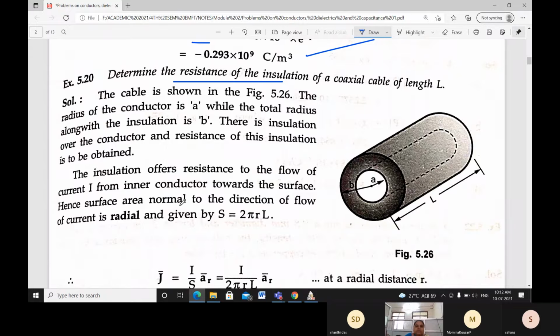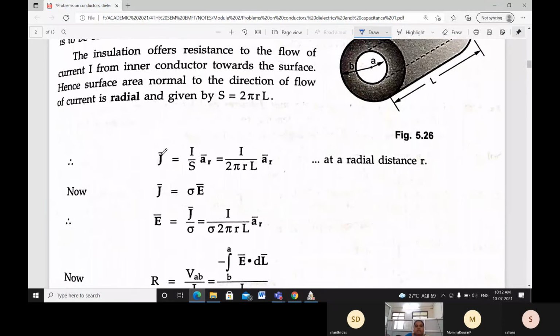Hence the surface area normal to the direction of the flow of current is in the radial direction, and it is given by the area it is going to be covering. That S is going to be 2 pi r into the length L. Then we know our current density J is going to be equal to I divided by the surface area, which is I divided by, substituting for S, 2 pi r into L.